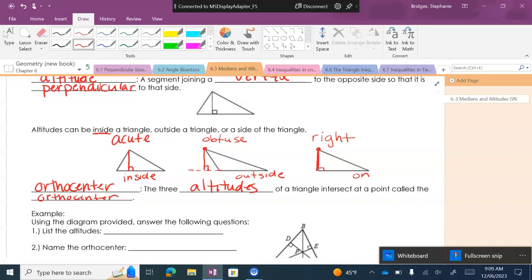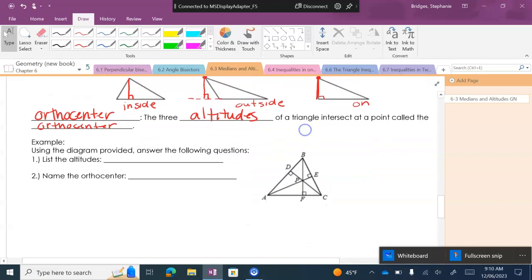On your quiz, you will also have to be able to tell me. I will say, what is the point of concurrency for your perpendicular bisectors? You'll have to know that that is circumcenter. I'll say, what is the point of concurrency for your angle bisectors? You have to know that that's the incenter. I'm going to say, what's the point of concurrency for medians? That is centroid. And what is the point of concurrency for altitude? That is orthocenter. Okay, you have to know those and which ones go together.